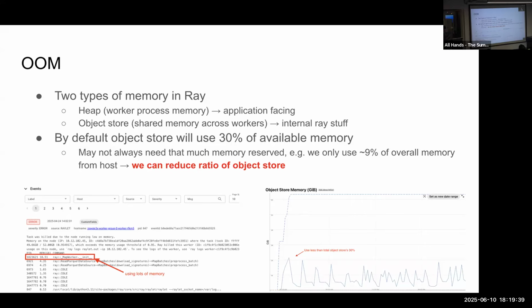And by default, the object store will use 30% of the available memory in the host. Sometimes your application may not need that much to be reserved. It's just recommended by Ray. So what we did is we took a look at our application, and we noticed that sometimes there would be some out of memory happening. And if we look closer into the object store consumption, we are not using the object store that much at all. So I remember we set something like 35% at the beginning, and then we could actually tune it down to 25 or even lower, depending on the actual metrics that you see.